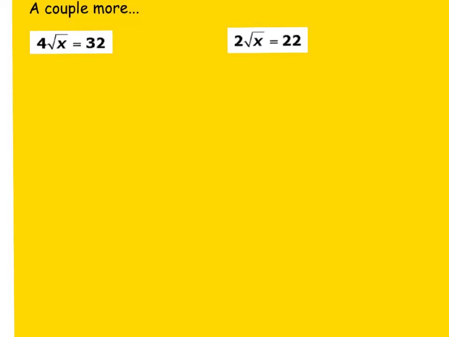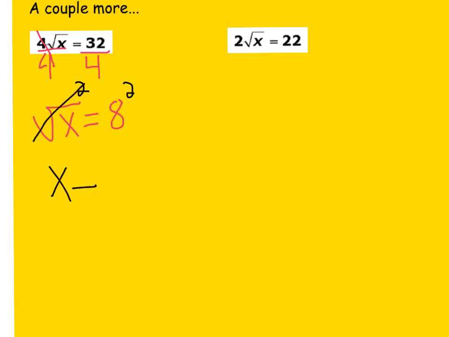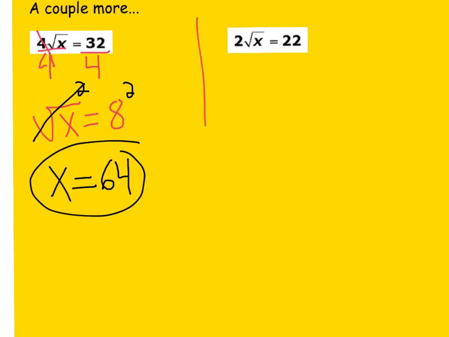All right, we have a couple more involving multiplication. So the radical is not by itself. There's a 4 multiplying it. So I need to divide both sides by 4 before I square anything. So 4 divided by 4 is 1. So I have the square root of x equals 8. 32 divided by 4. Now I can square both sides. This will cancel. And x is free. X equals 8 times 8. Fell on the floor. Pick it up. 64.